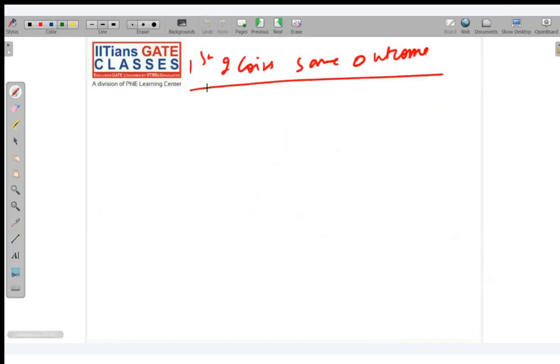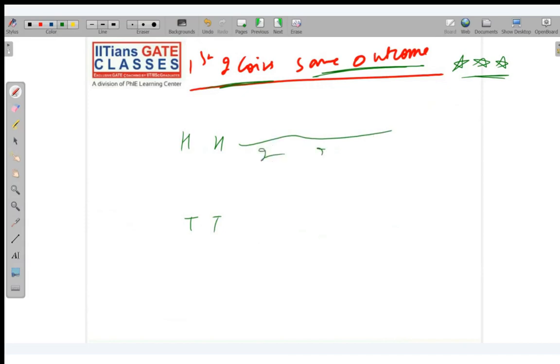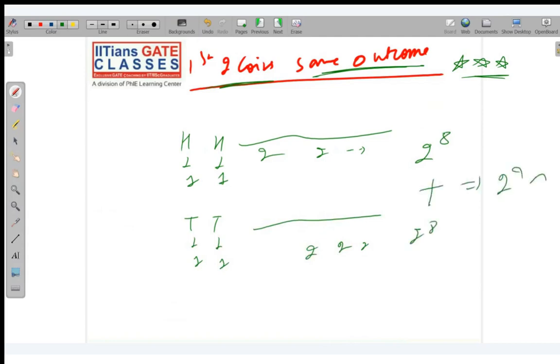Next is first two coins, same outcome. This is important. What I'm saying is first two coins show the same outcome. What do you mean by same outcome? Either first two are showing head, or first two are showing tail, and rest everywhere two possibilities. So there is only one possibility here, that is head, only one possibility there, that is head. Rest everywhere two possibilities, so 2 power 8. Here only one possibility tail, only one possibility tail. Rest everywhere two possibilities, so 2 power 8. So 2 power 8 plus 2 power 8, that is 2 power 9 is the answer.